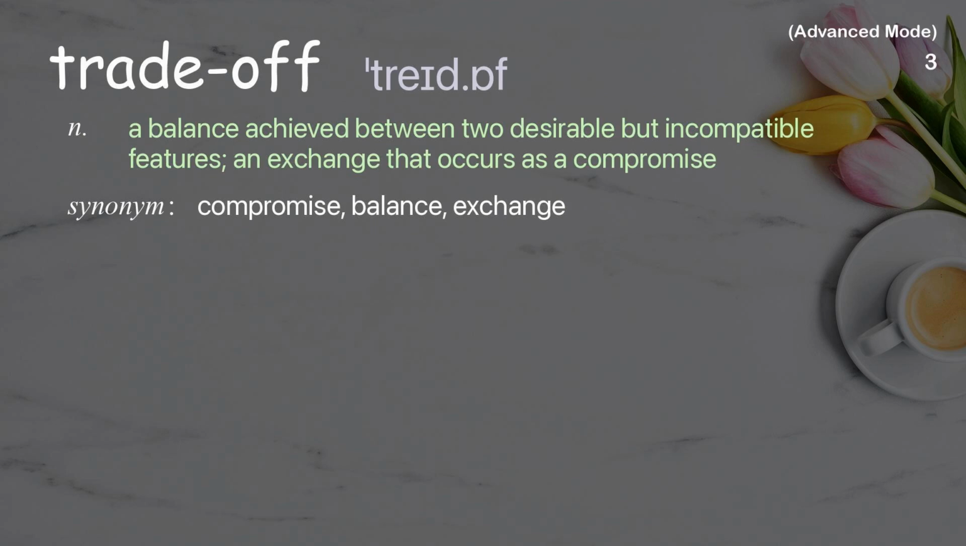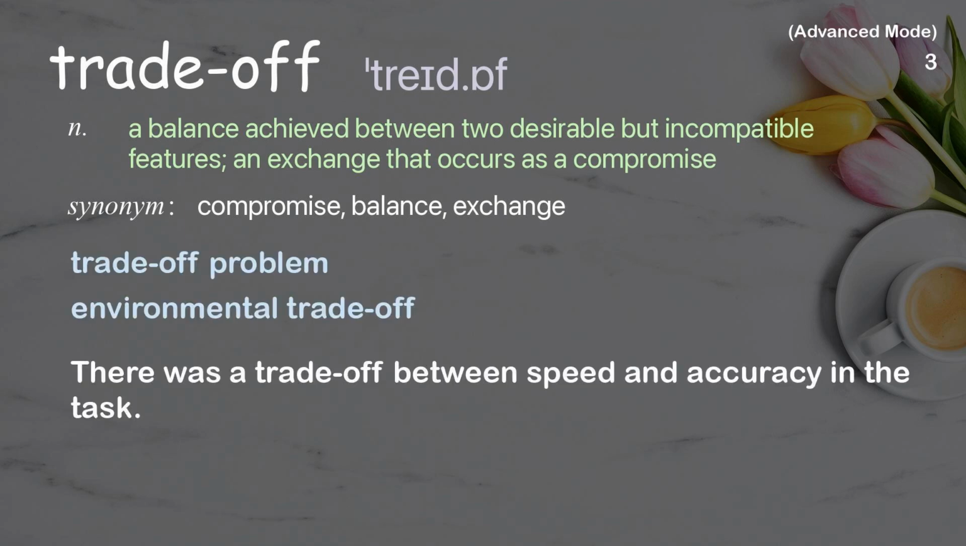Trade-off. A balance achieved between two desirable but incompatible features; an exchange that occurs as a compromise. Examples. Trade-off problem. Environmental trade-off. There was a trade-off between speed and accuracy in the task.